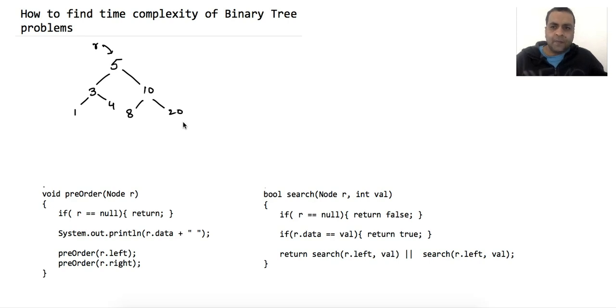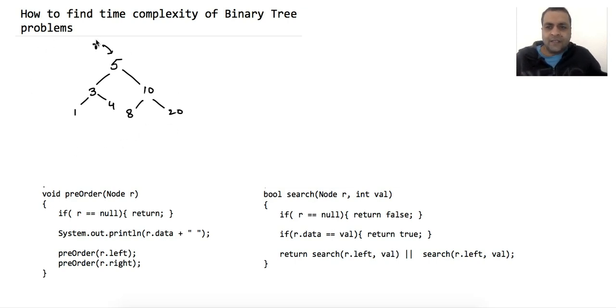formula, etc. In part 1 we discussed how to compute the time complexities of questions related to arrays, the array data structure. In this video we are going to discuss how to compute the time complexity in problems which use the binary tree data structure.